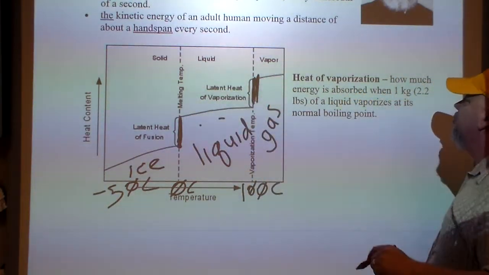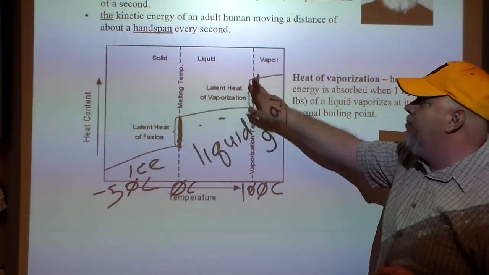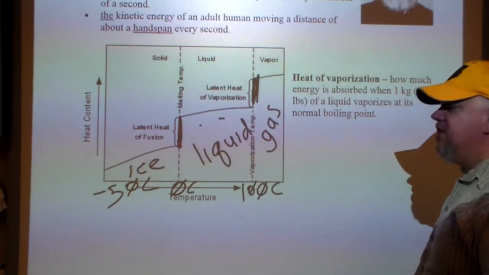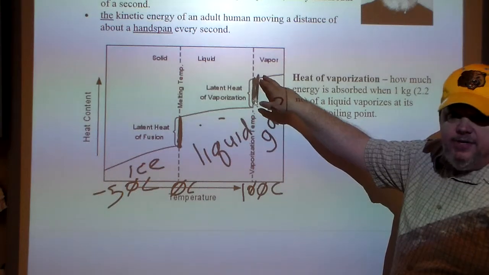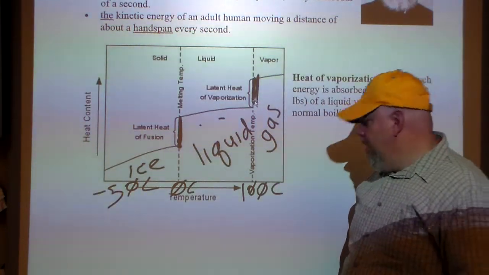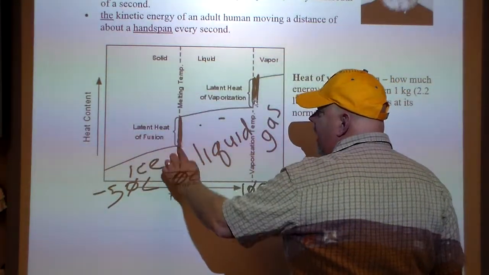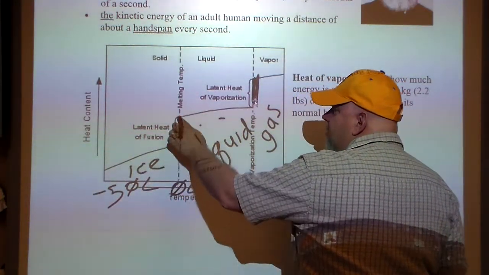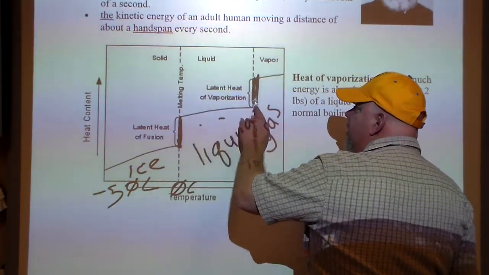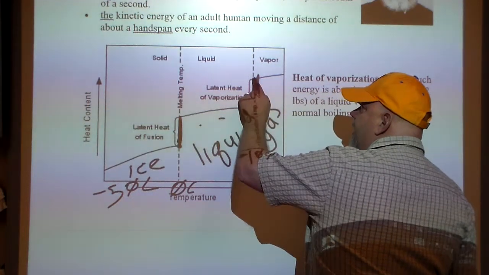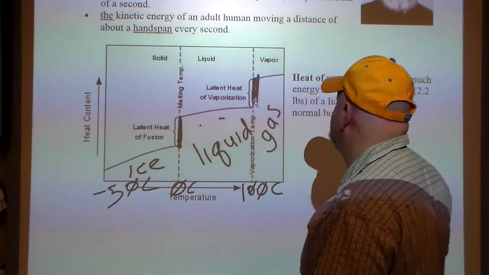How much energy is absorbed when 1 kilogram of a liquid vaporizes at its normal boiling point? How much energy does it take to go from all liquid to all gas? That's the key. It's kind of like looking at the borders. Here's the border between ice and liquid, but you have to have a certain amount of energy in order to cross over from ice to liquid. Here's the border between liquid and gas. You have to have a certain amount of energy in order to make the cross from liquid to gas.